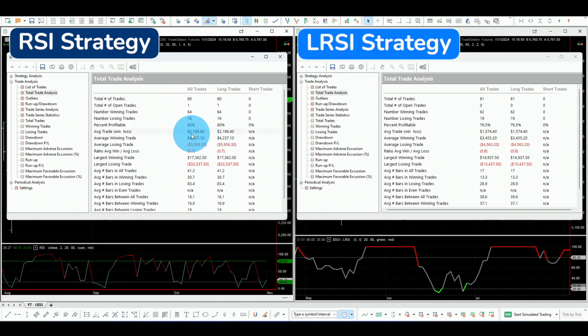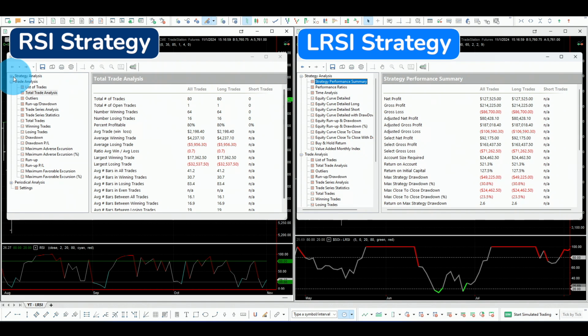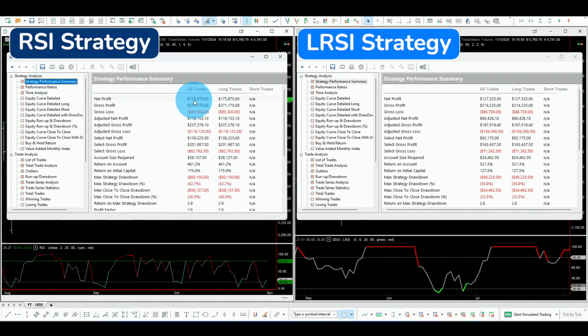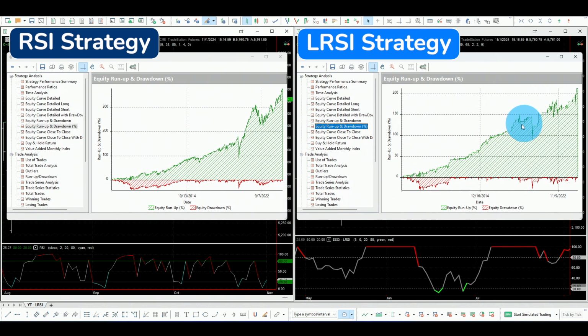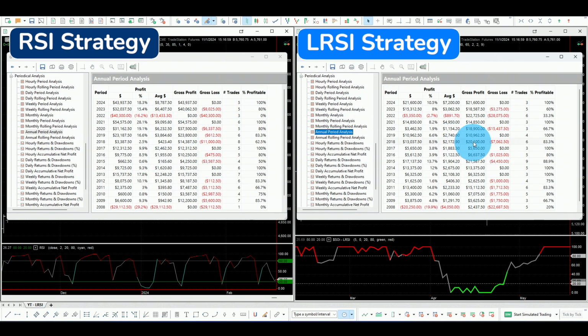But look at this. This is 2,200, the average trade, compared to 15. And if we look at the performance, this one 175, this one 127. The return to drawdown is almost the same, 26, 29. And then if we look at the curves, you can see this is the COVID. But here, the volatility is much higher. And looking at the annual period analysis, 2008, 2022, same thing, 2008, 2022.